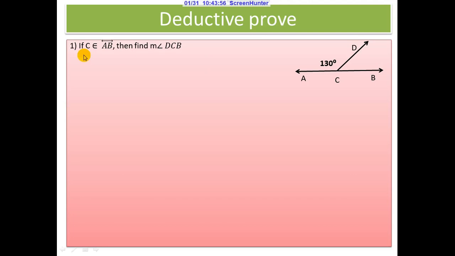Okay. If he gave me C belongs to the AB straight line, it means there is a straight angle. That means we can find this missing angle by subtracting 130 from 180 degrees. But how to write it in a proof? As a first step, we must write "since" and write this condition. Since C belongs to the AB straight line. We write it in case we have a straight angle.